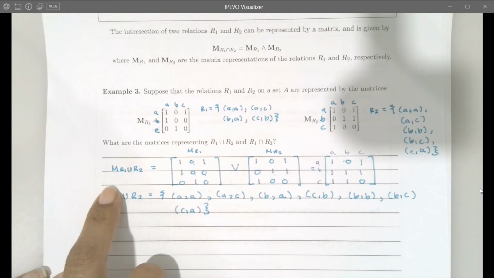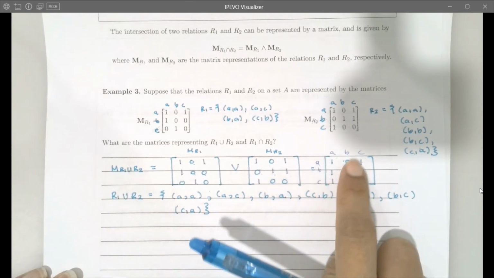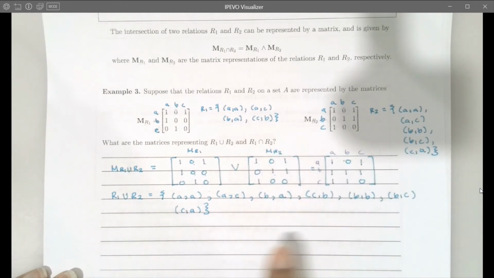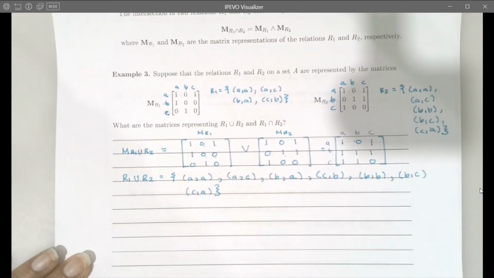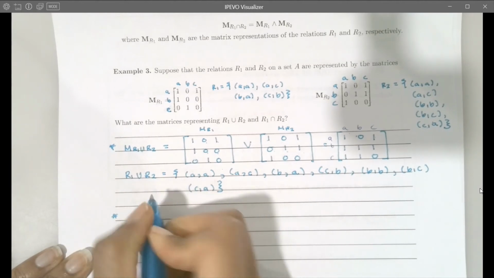And so we see that both of these are equivalent, but it was probably a lot faster to find this matrix representation than having to compare elements every time and write down the elements. Okay, so that is for the union. Let's take a look at the intersection now.